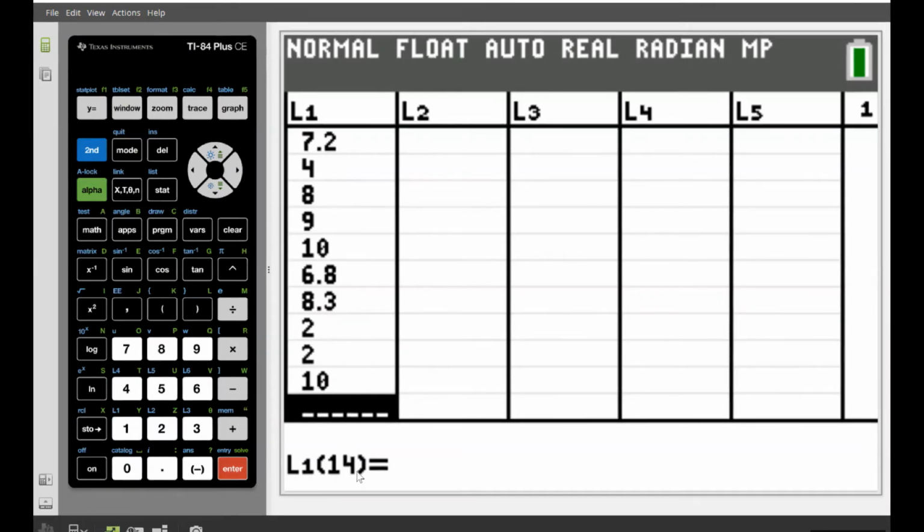So you can see that we entered the 13 data points and we counted there were 13. Now it says L1 14, meaning I'm now in the 14th row. So we already entered 13 data. Now we need to arrange this data.